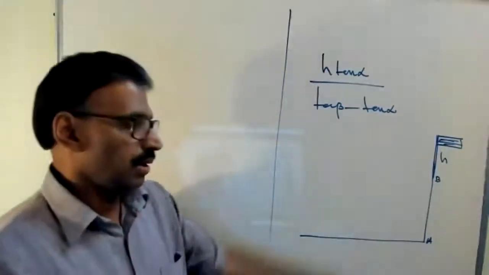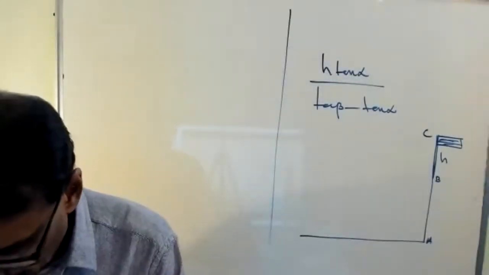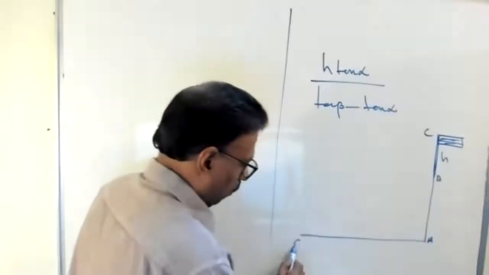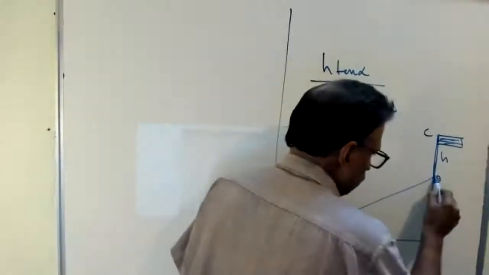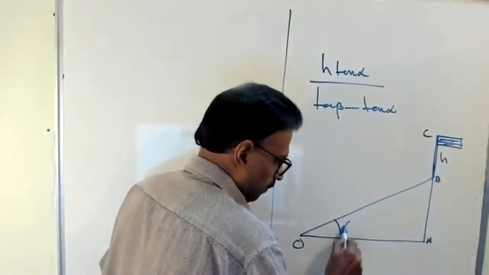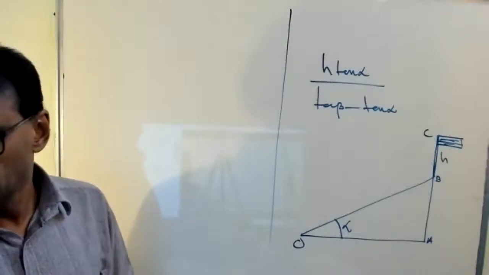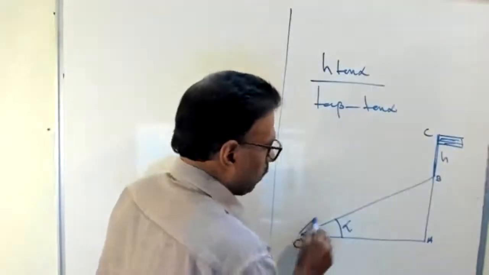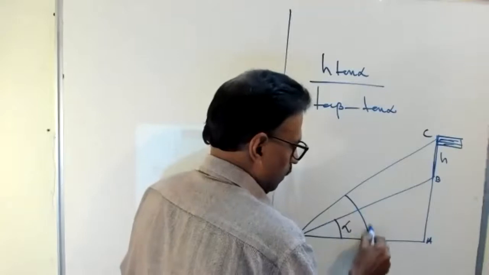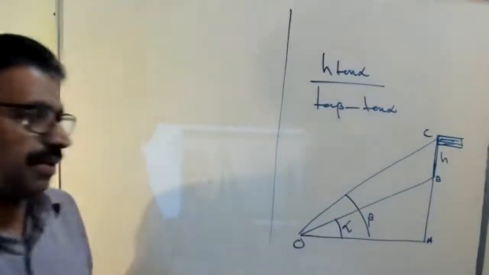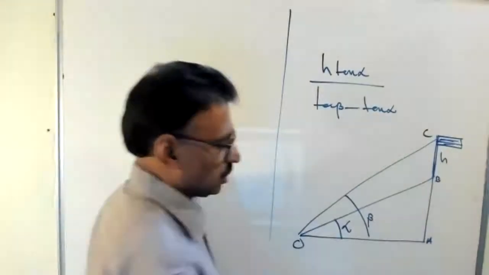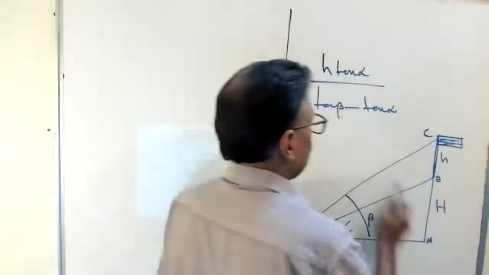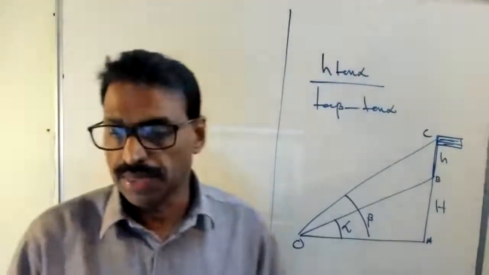So this is the question. Look here, AB is the tower. BC is the flagstaff of height h. Now from a point O, the angle of elevation of the bottom is alpha. Then this angle is beta. We have to find the height of the tower, which is h tan alpha divided by tan beta minus tan alpha.